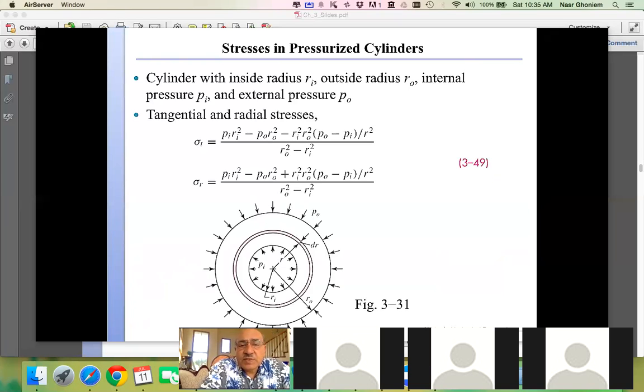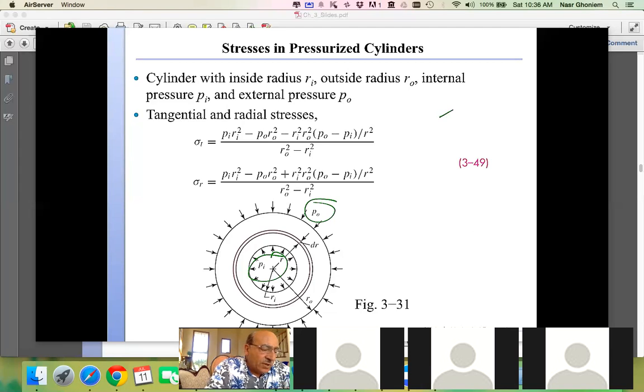There's a couple of problems in the homework assignment related to pressurized cylinders. So in a pressurized cylinder, we can have internal pressure and external pressure. In principle, or sometimes, or most of the time, the external pressure is zero. But if we have an external pressure, then we get two types of stresses. One is in the hoop. Maybe I can illustrate that a little bit better here.